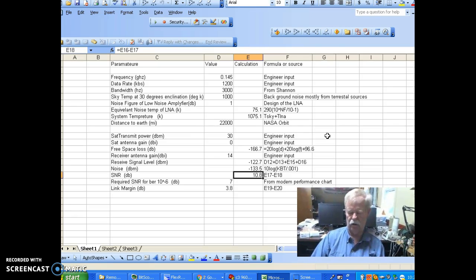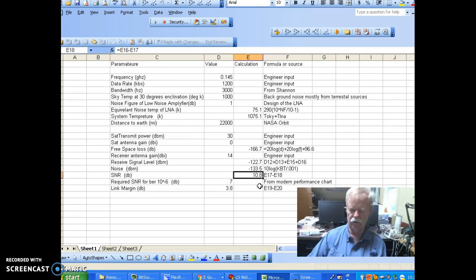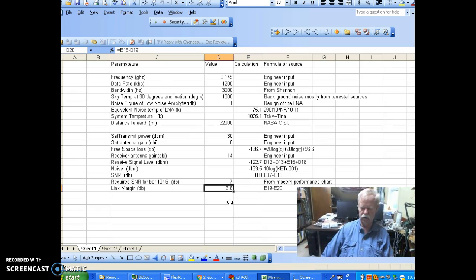Now, if we take how much we have compared to how much we require, the excess is called the link margin in dB. And if this system is to work, this number has to be greater than 0. So, guys, this is a simplified version of a link budget. We've left out a few major losses.